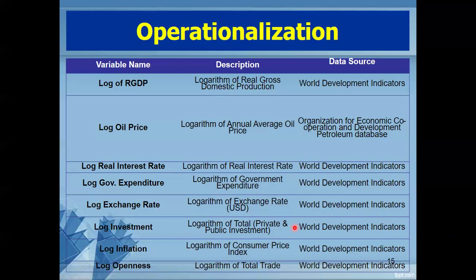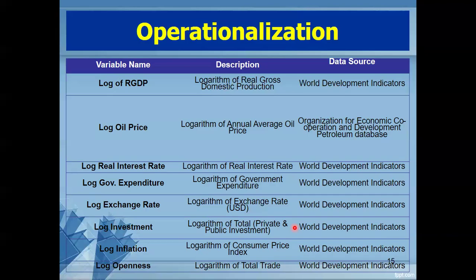This slide is a must for the research proposal presentation, where you are going to highlight all the variables along with their descriptions, the measurement scales, and the data sources. Everything should be included under this operationalization very clearly and comprehensively.